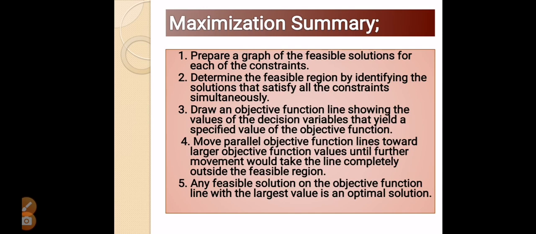Number three, draw an objective function line showing the values of the decision variables that yield the specified value of the objective function. Number four, move parallel objective function lines towards larger objective function values until further movement would take the line completely outside the feasible region. And lastly, any feasible solution on the objective function line with the largest value is an optimal solution.